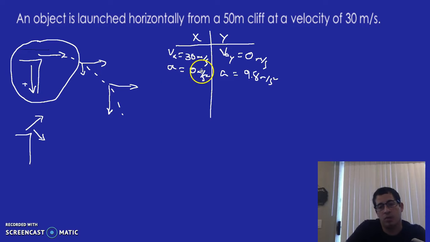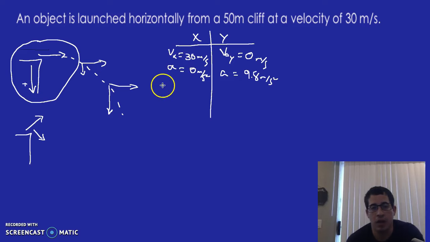Now, if we were going to be doing some really intense analysis of projectiles, we would probably need to account for air resistance, which would cause it to slow down a little bit. But for a lot of the cases we're looking at, we can assume that there's no horizontal acceleration.